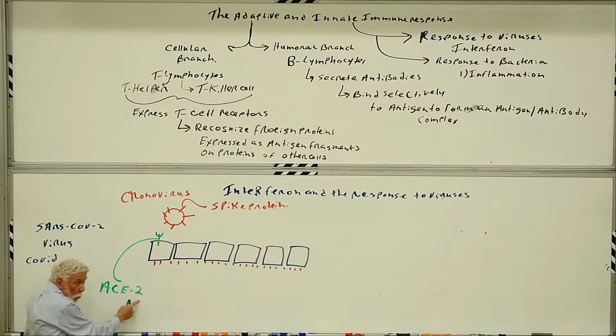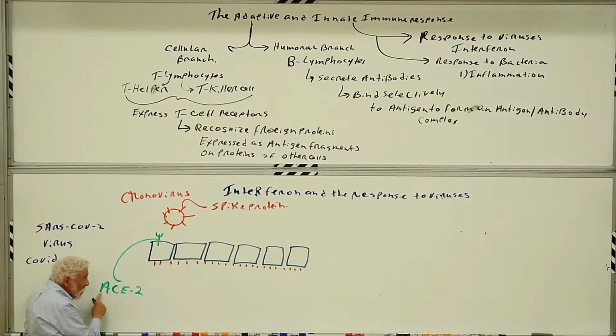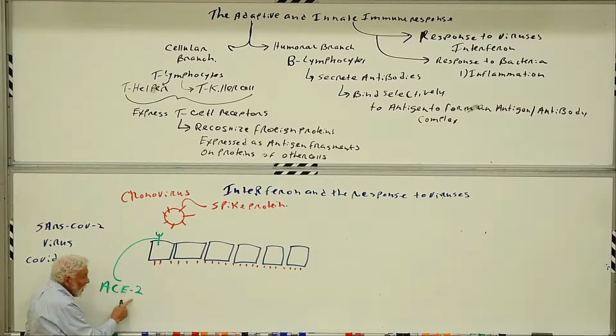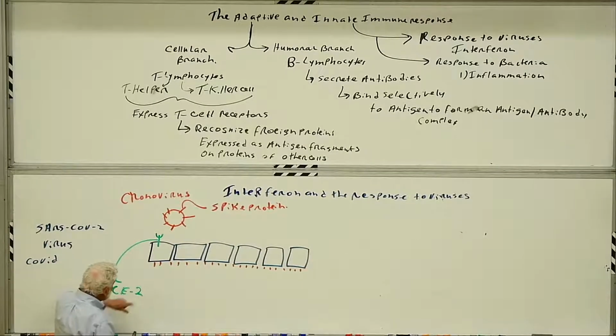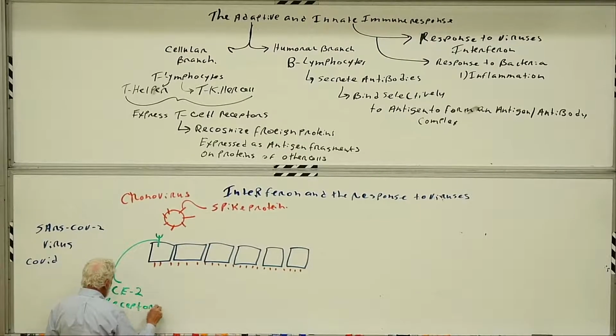We're going to run into ACE1 later when we talk about the kidney. But the full name is angiotensin converting enzyme. There are two varieties of this, ACE1 and ACE2. ACE2 is the one that's found on epithelial cells everywhere. ACE1 is found mostly on cells of the blood vascular system. Regardless, the ACE2 is the receptor for the spike protein.